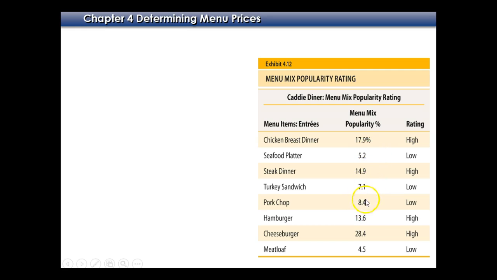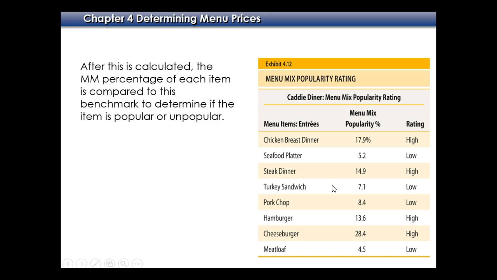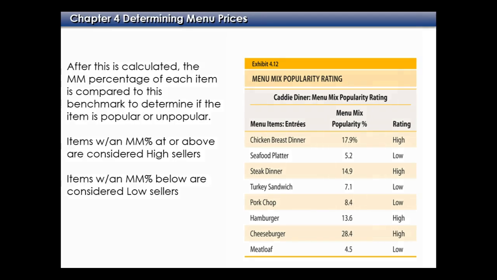We needed the 8.75. So it was only 8.4. So overall, it looks like this menu is split on lows and highs. So right here, after calculating, the percentage for each is compared to the benchmark to determine whether the item is popular or unpopular. So obviously, if it's above that percentage, it's high. If it's below, it's low.